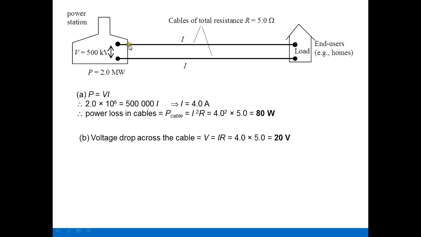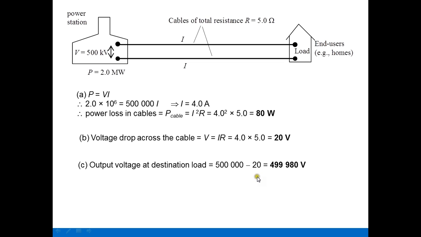Some students ask me, right, Mr. Ho, can I use power loss in the cables using VI or V squared over R? Actually, you can. However, you must be very careful that the V that you're using is actually the potential drop across the cables rather than the potential difference across the cables in the power station. Do note that this V here is the V across the cable, not the V across the power station. They will lead you to vastly different results.